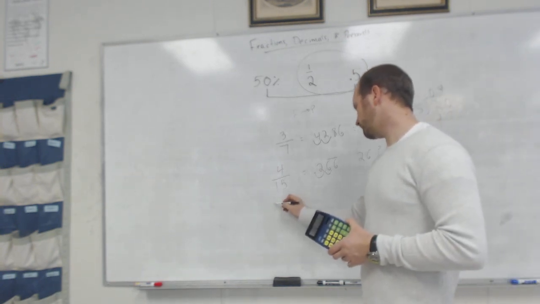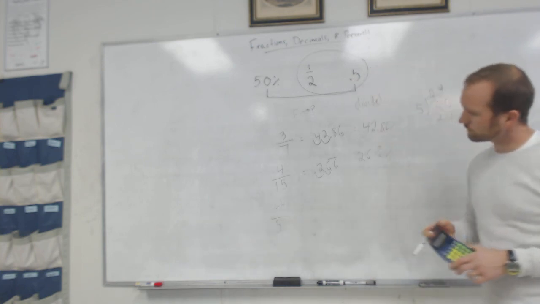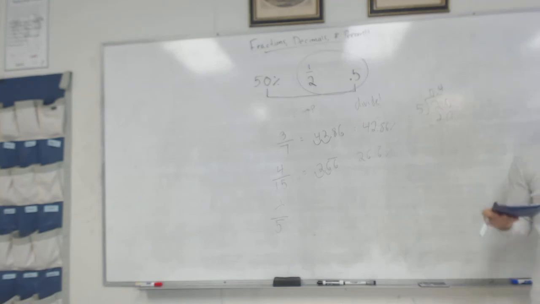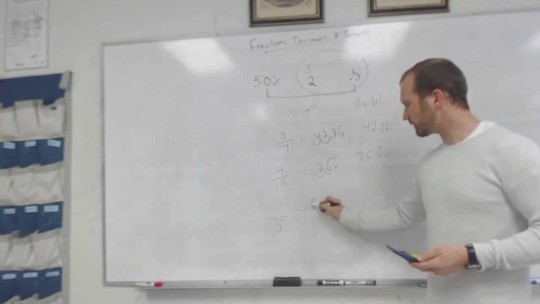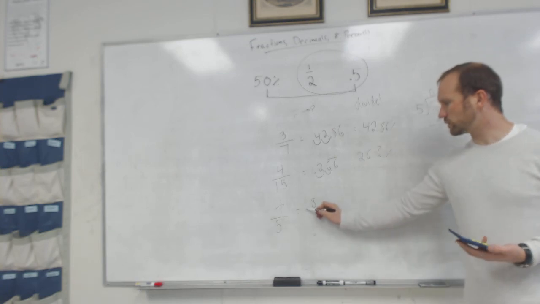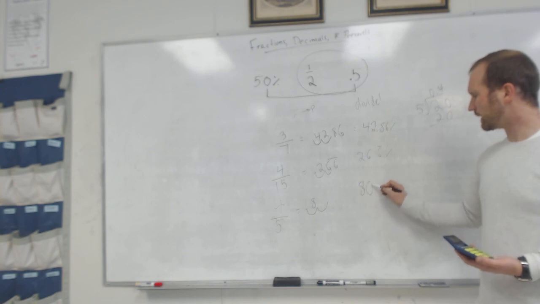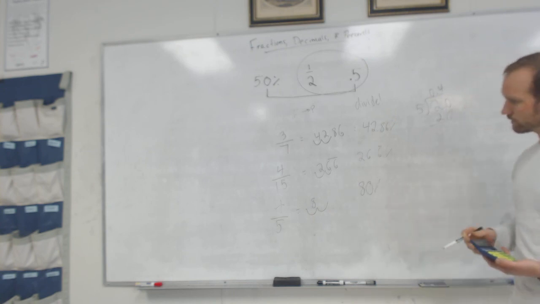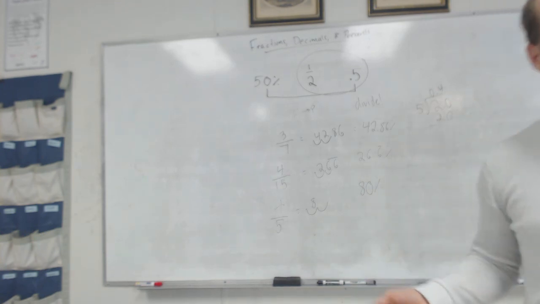How about 4/5? Step 1, 4 divided by 5, which is 0.8. Step 2, move the decimal 2 places. Move it 2 spaces, 1, 2. What am I going to put in this space? 80. Yeah, so it's 80%. 4/5 equals 80%. Does that make sense? So now we can convert between all these different numbers.